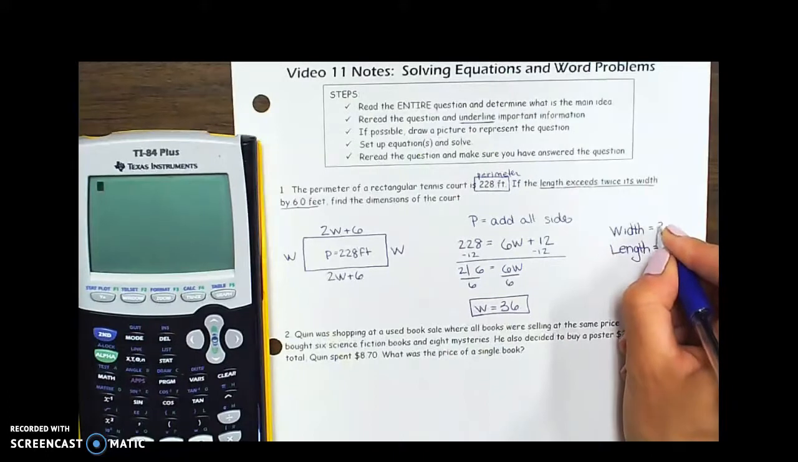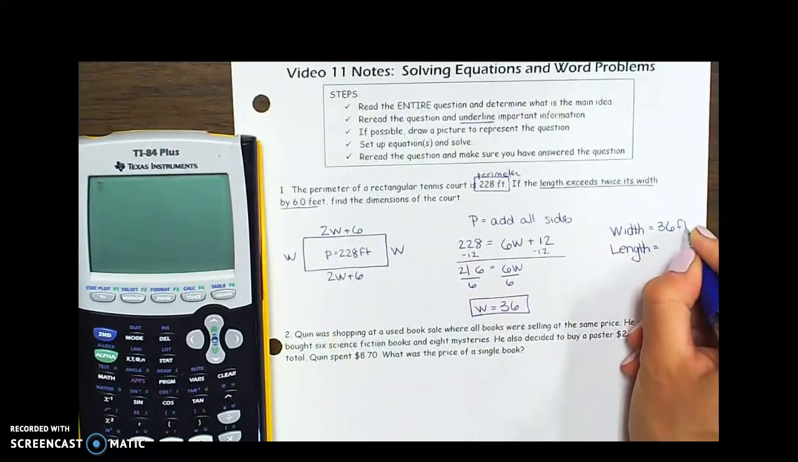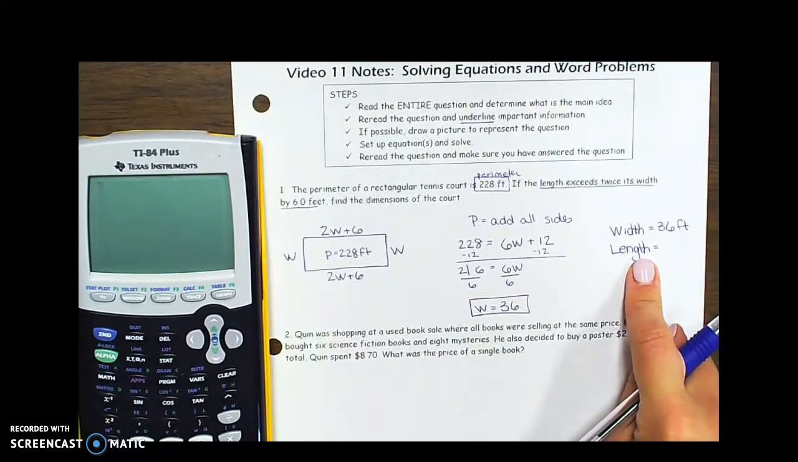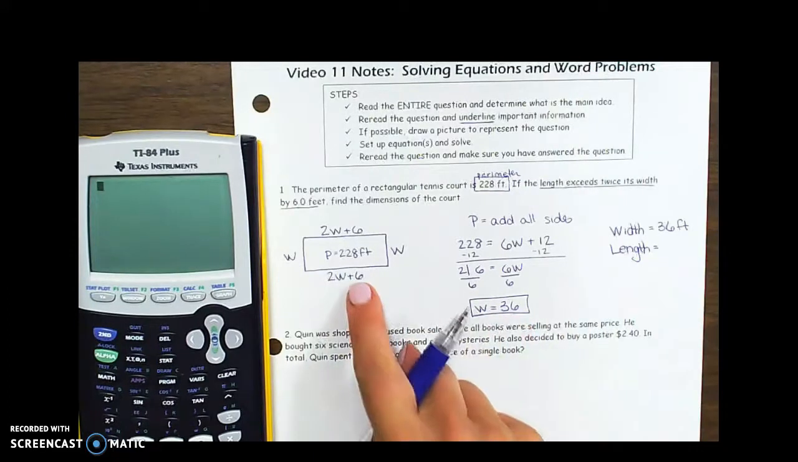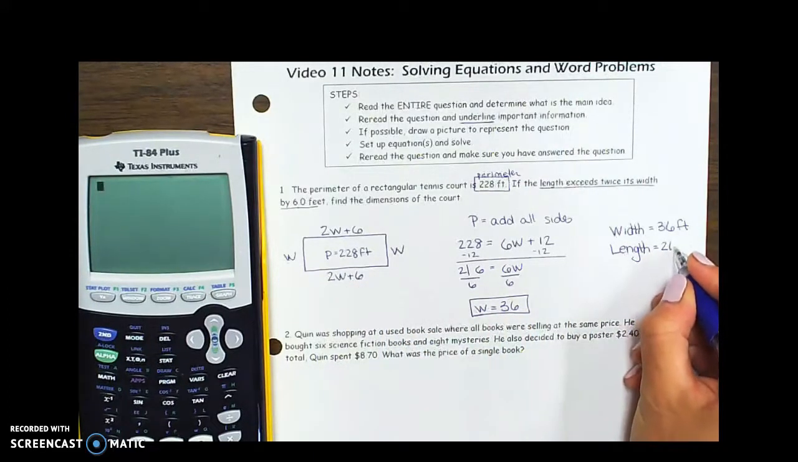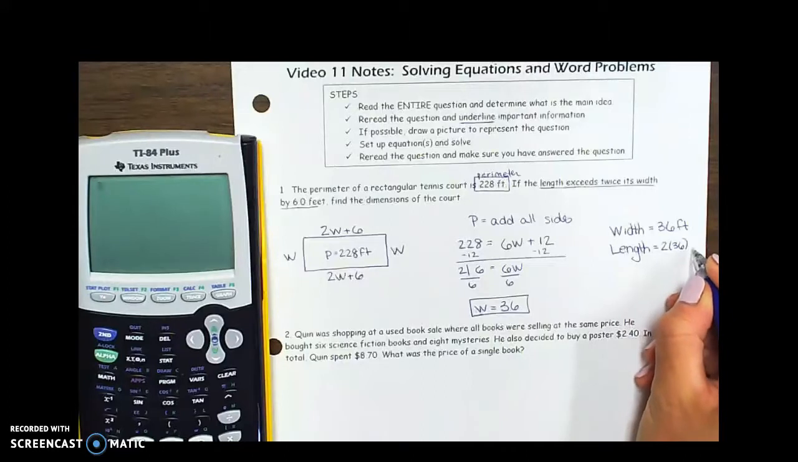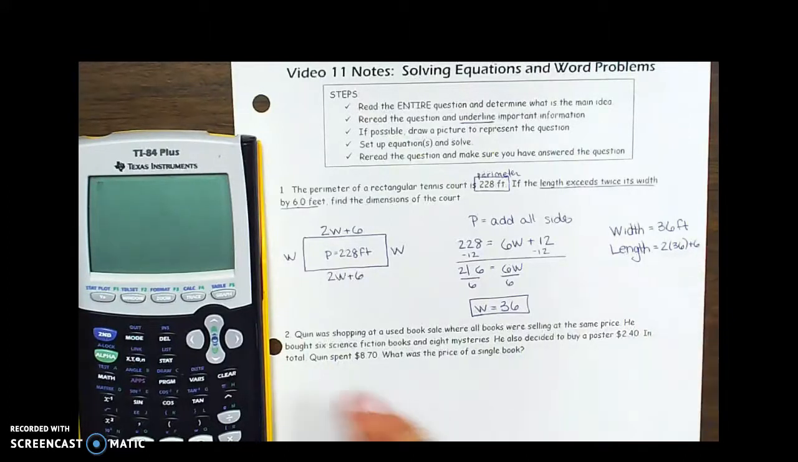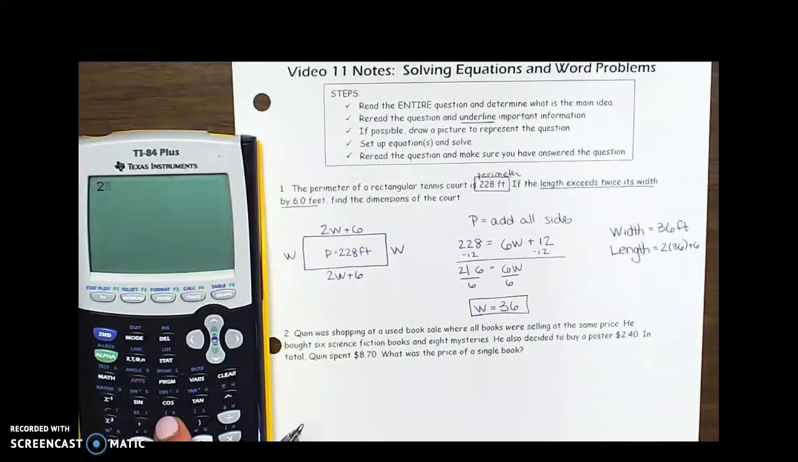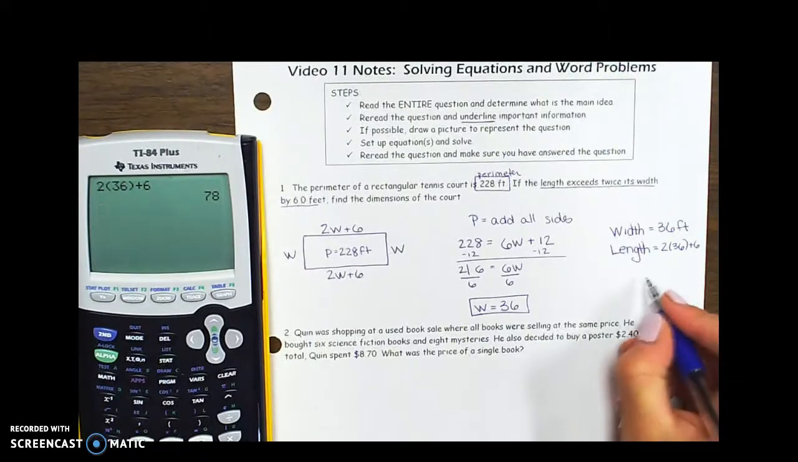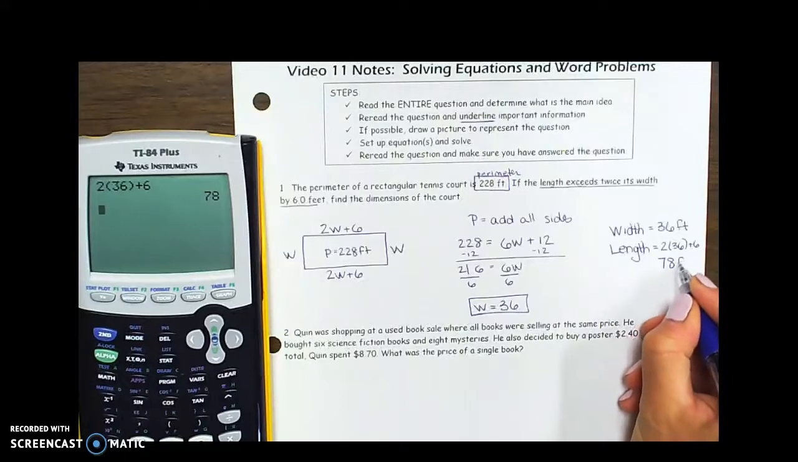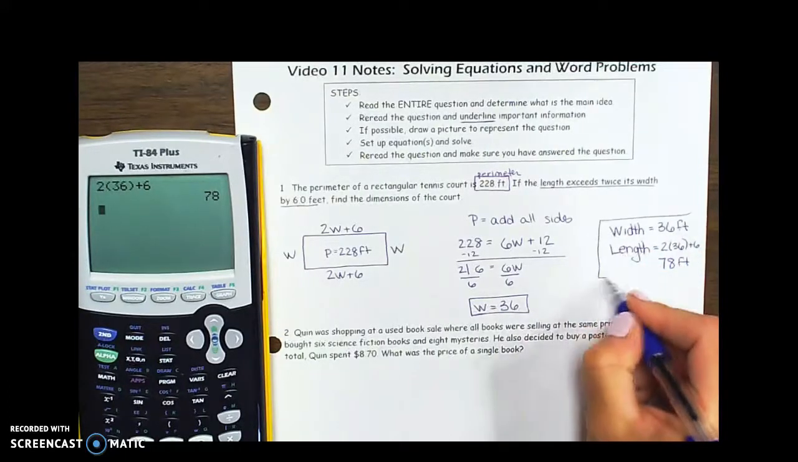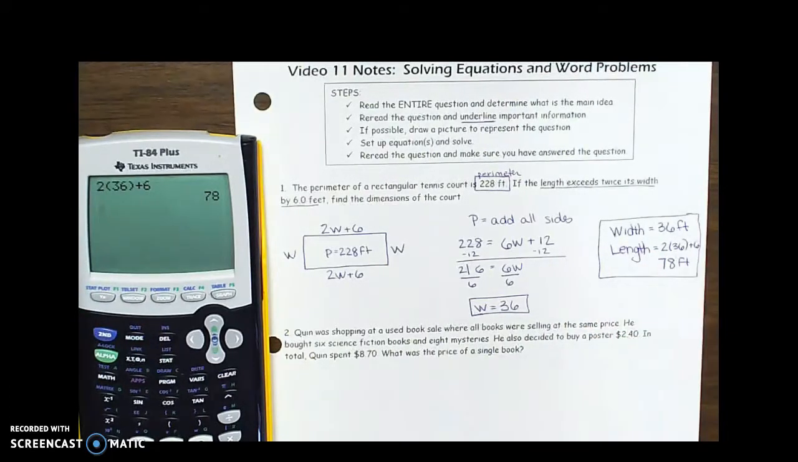So our width is 36 feet. Now to find the length, we have to take the 36 and plug it in. So 2 times 36 plus 6. And then I can use my calculator to figure that out. 2 times 36 plus 6. And we get 78 feet. And now we have our final solution.